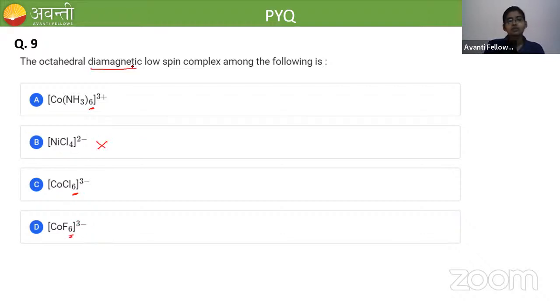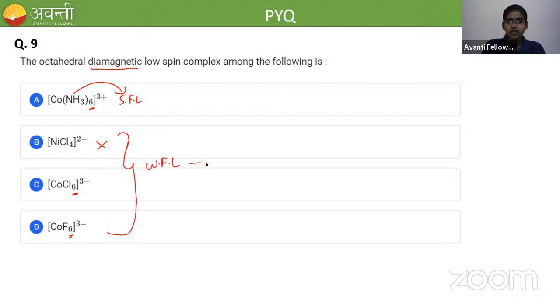Diamagnetic. What is meant by diamagnetism? I told you, right? In case of strong field ligands, the electrons will get paired up and the complex will be diamagnetic. In option A, you can see the ligand is NH3 and NH3 is a strong field ligand. In option B, we have Cl minus, chloride. In option C also chloride. Option D also contains a halogen, which is fluoride.